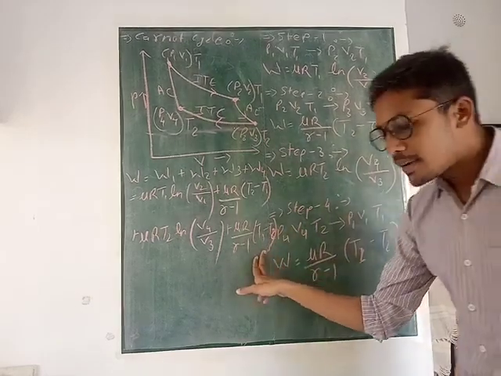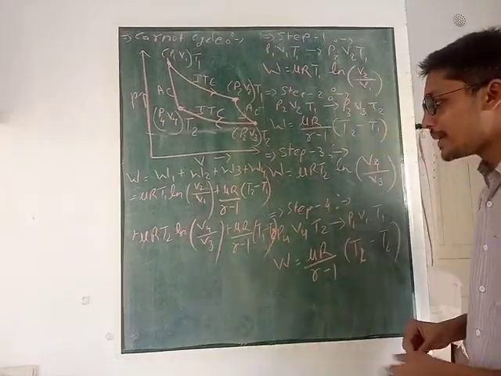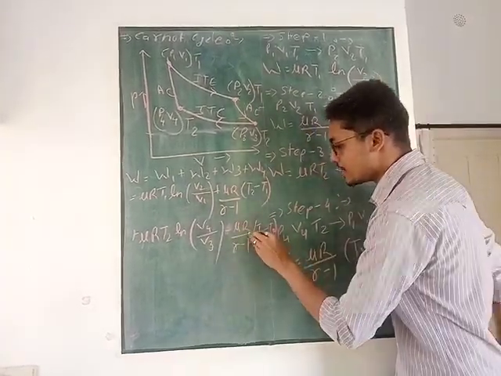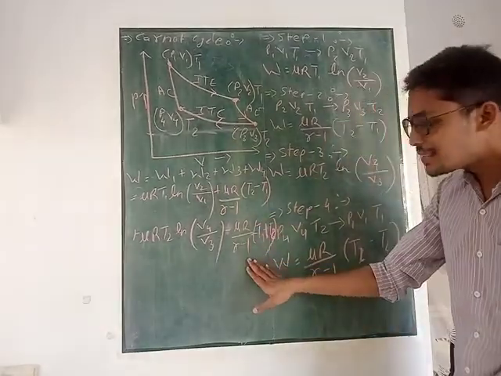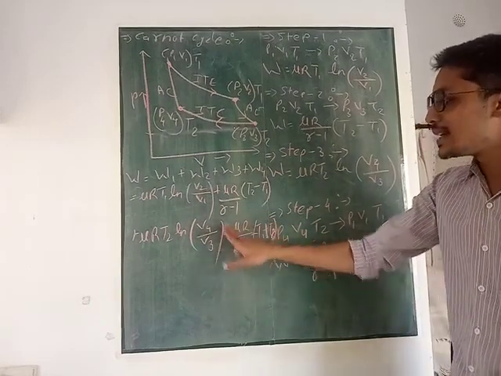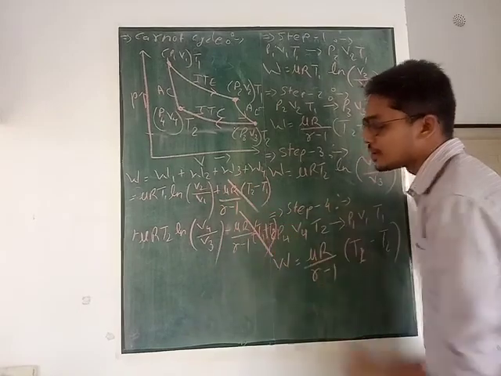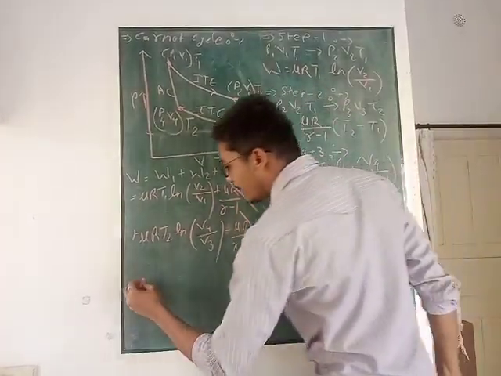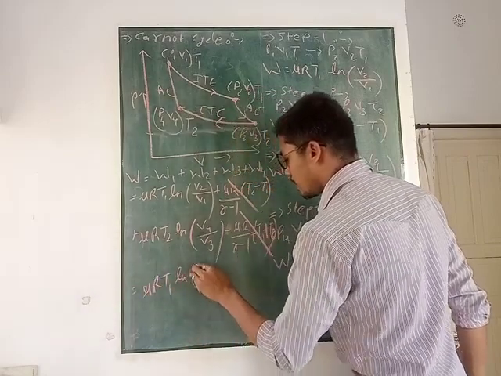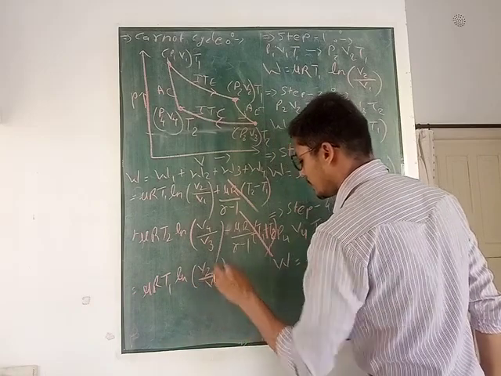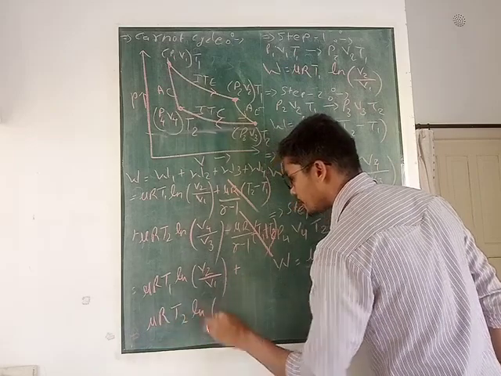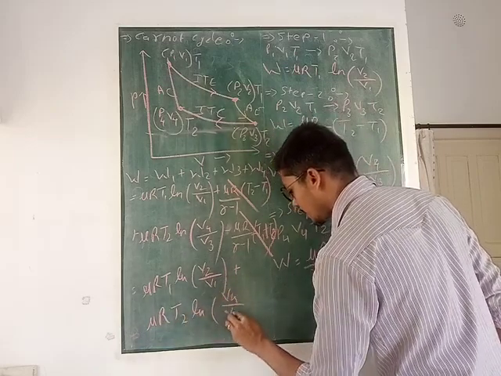Now what if I take the minus common from this step? It will change from plus to minus. This T1 will be minus and T2 will be plus. So you can have the same step, like mu R upon gamma minus 1 times T2 minus T1. Here it is minus, here it is plus, so they all cancel out. Now finally what remains here is mu R T1 ln V2 by V1 plus mu R T2 ln V4 by V3.